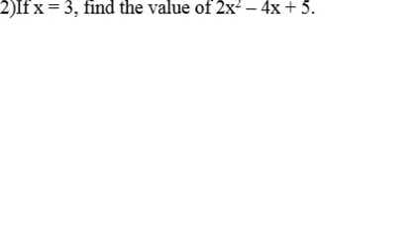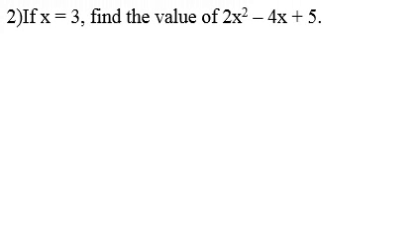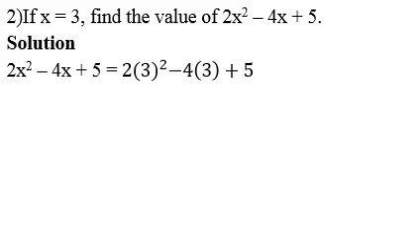Okay, let's go to example number 2. It says: if x is equal to 3, find the value of 2x squared minus 4x plus 5. So let's see the solution. We substitute the value of x we are given. The value of variable x is 3.